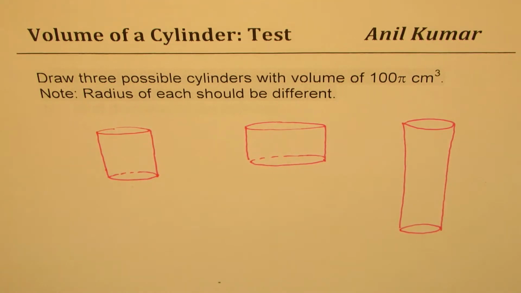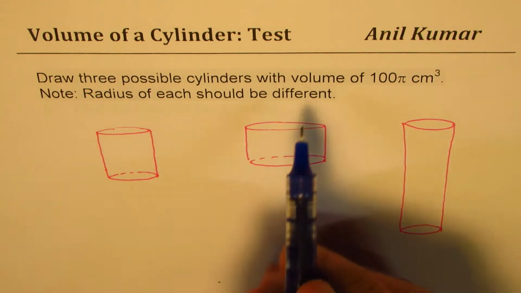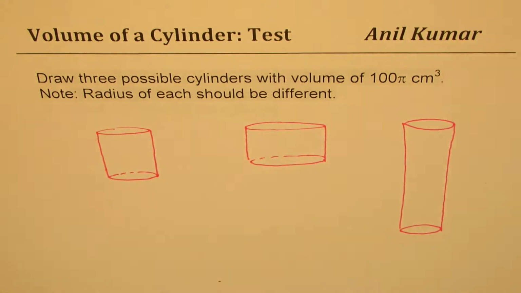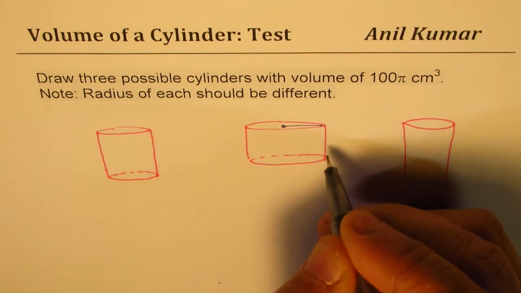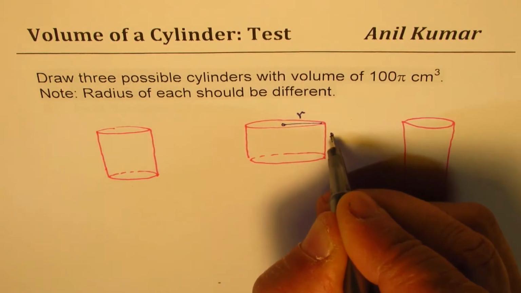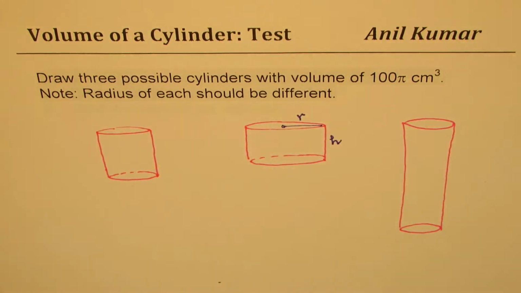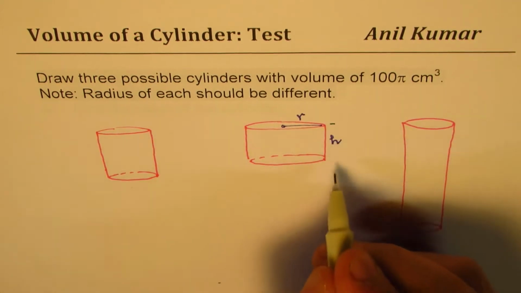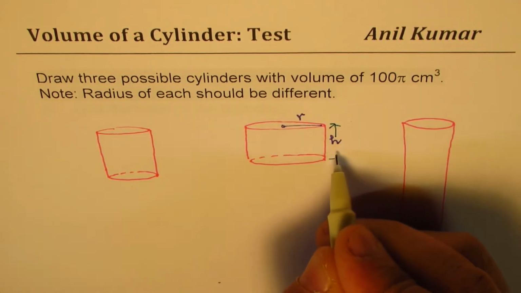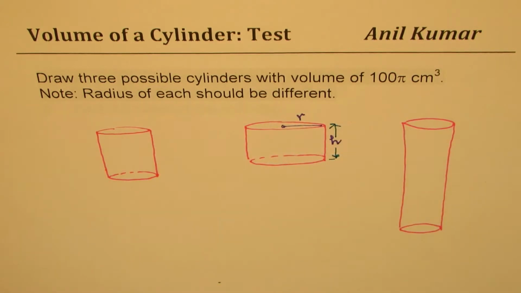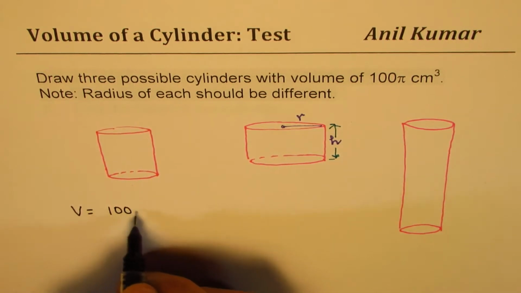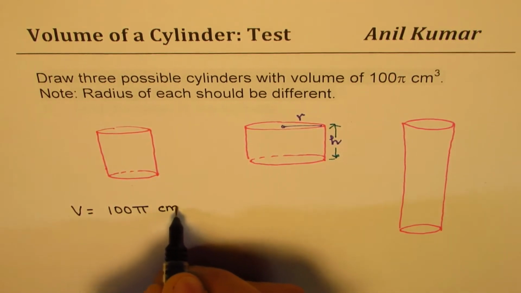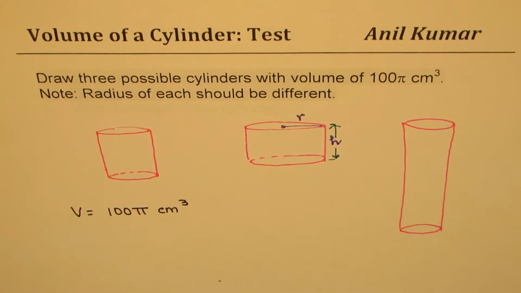So that's the whole idea. You have seen many cylindrical items at home. They may look like this. So whenever we say draw possible, it means they will have different radius and different height. So we'll call this radius R and this is the height H. You have to provide different radius and height so that the volume is 100 pi. So what is common in all these is that volume is 100 pi centimeter cube. That means the unit should be in centimeters.